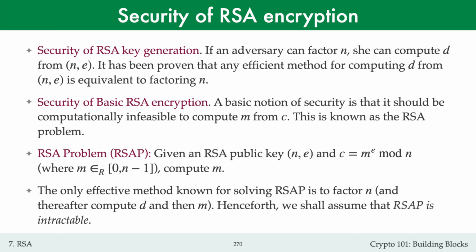Henceforth, we will assume that the RSA problem is intractable. I want to emphasize that this is a new assumption. We need factoring to be hard. Otherwise, one can efficiently find the RSA private key from the public key. However, it's still possible that factoring is hard, but the RSA problem is easy. Hence, intractability of the RSA problem is a new assumption.